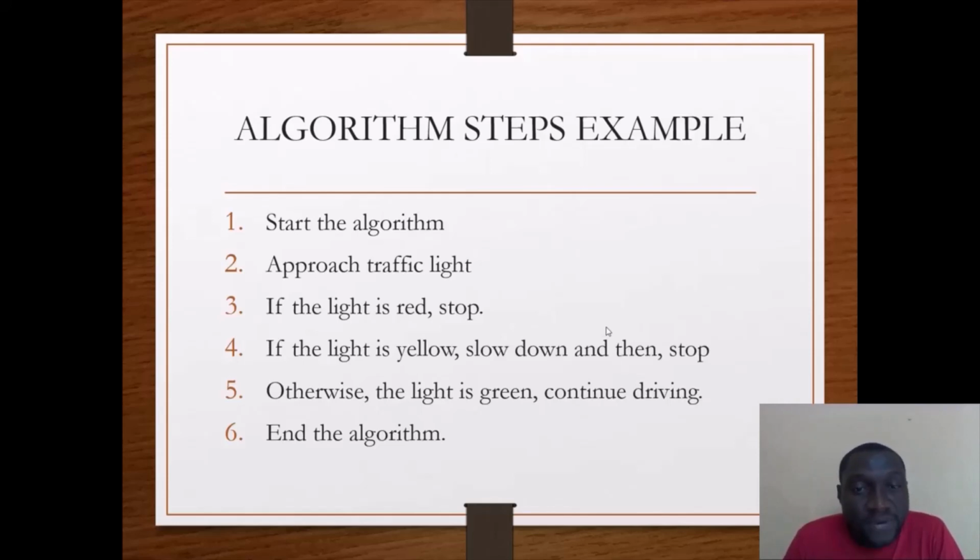If the light is red, then you stop. If the light is yellow, you slow down, then you stop. Otherwise, the light will obviously be green, then you can continue driving. And every algorithm must end. Every algorithm must end, then you end the algorithm.